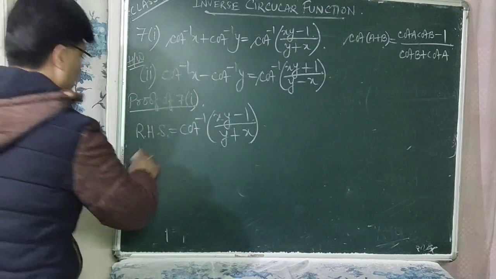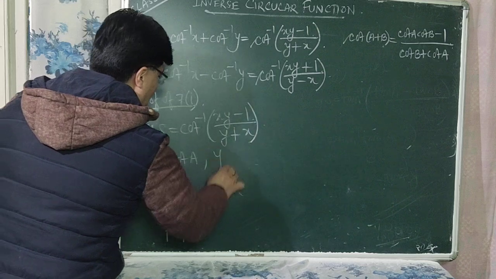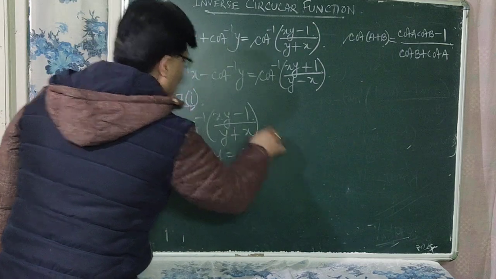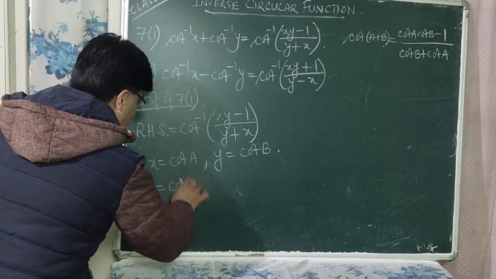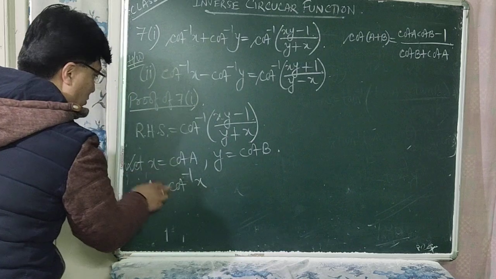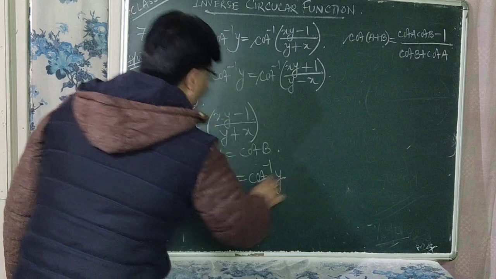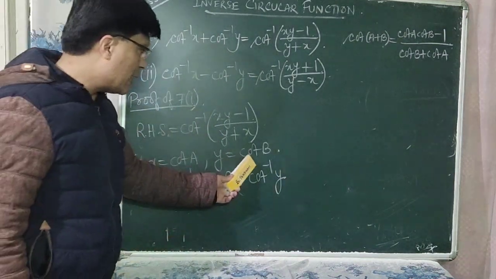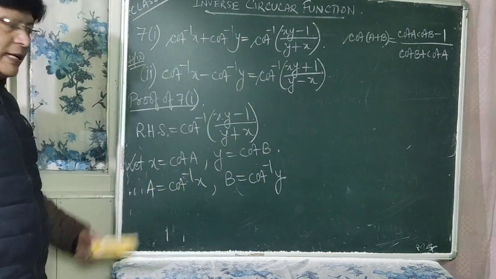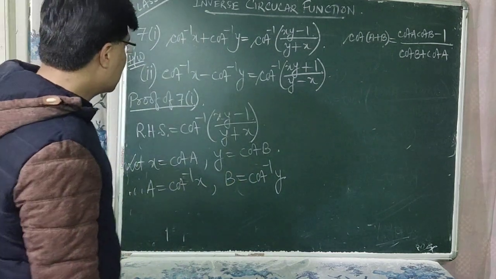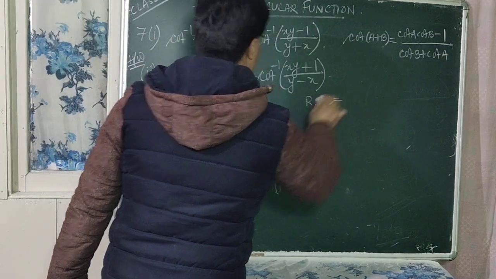So let us assume x is equal to cot a and y is equal to cot b. Here we take out a: a is equal to cot inverse x, and b is equal to cot inverse y. When cot changes side, it becomes cot inverse; here also, cot on this side becomes cot inverse.